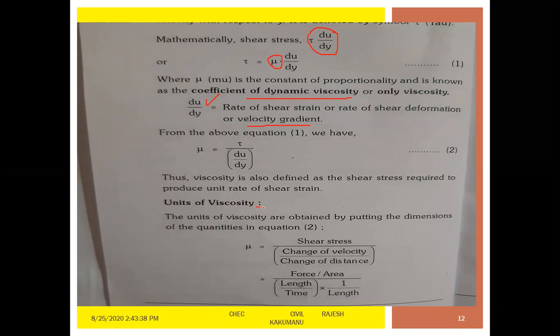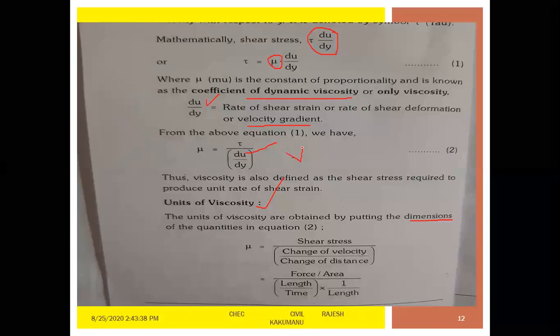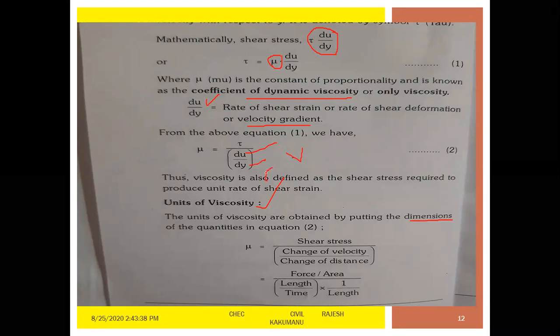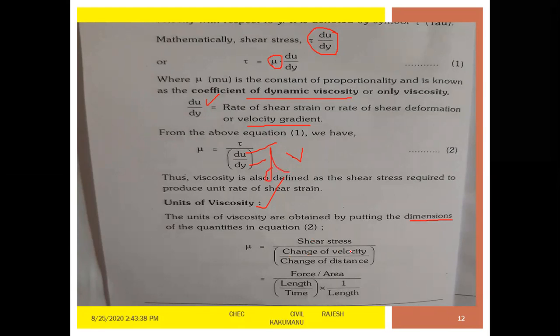Then units of viscosity యొక్క units ఏంటి? The units of viscosity are obtained by putting their dimensions in the quantities. So whatever the quantities మనం ముందు చెప్పుకున్న దాంట్లో డైమెన్షన్స్ యూనిట్స్ కి ఇక్కడ అప్లై చేసినప్పుడు mu is equals to shear stress by du by dy అంటే ఏంటి? Change in the velocity by change in the distance. U is equals to velocity, y is equals to distance. Now change in the velocity by change in the distance, now units దానికి అప్లై చేయండి ఫార్ములా. Shear stress is equals to force by area.